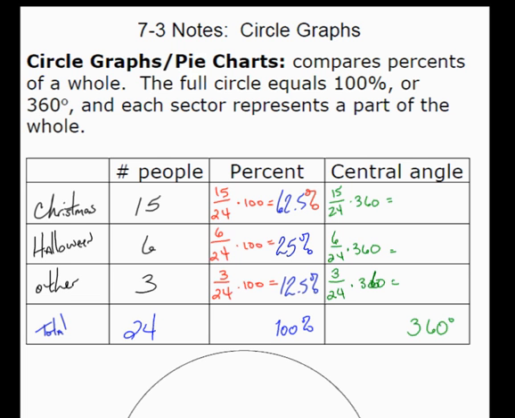15 out of 24 times 360 is 225 degrees. 6 out of 24 times 360 is 90 degrees. And 3 out of 24 times 360 is 45 degrees.